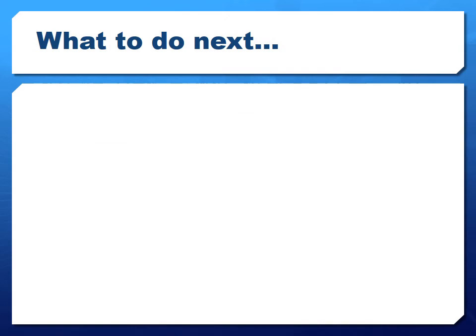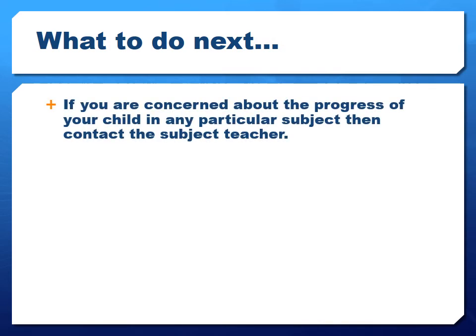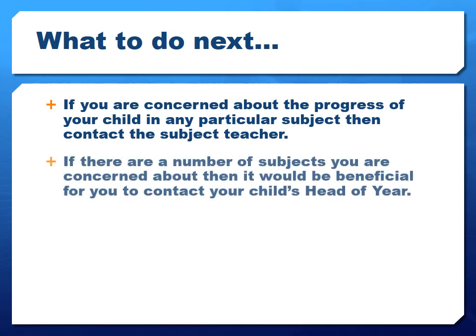So, what you can do next. If you're concerned about the progress of your child within a particular subject, then it's best to contact that subject teacher directly. If there are a number of subjects you are concerned about, then it would be beneficial for you to contact your child's head of year or the pastoral team.